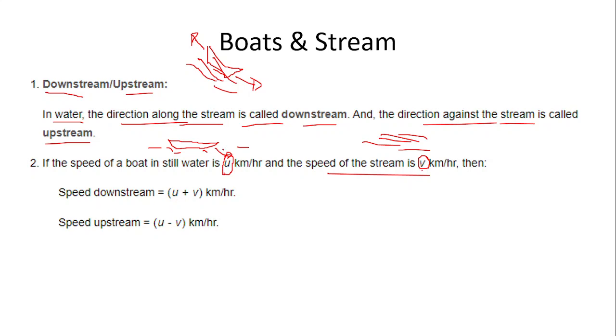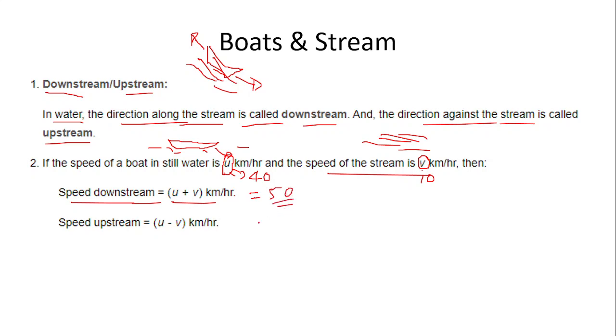Now, if the boat starts flowing, then speed downstream is U plus V, it will add up. Boat plus stream will add up, resulting in more speed. For example, let us say speed of the boat in still water was 40 kilometers per hour. Speed of the stream was 10 kilometers per hour. So speed downstream is 40 plus 10, 50 kilometers per hour.